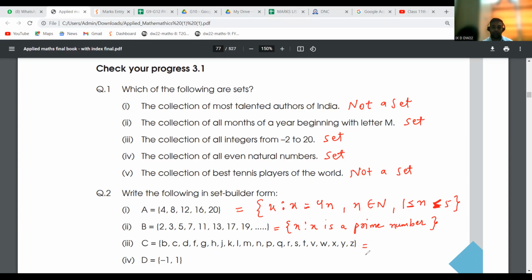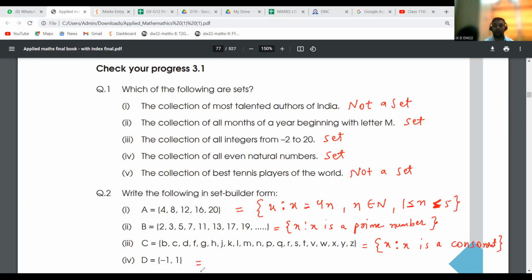C is a set which is the collection of all the consonants. A, E, I, O, U are missing from here, and all other alphabets are here. So we can write it as x such that x is a consonant, right? And D is minus 1 comma 1.